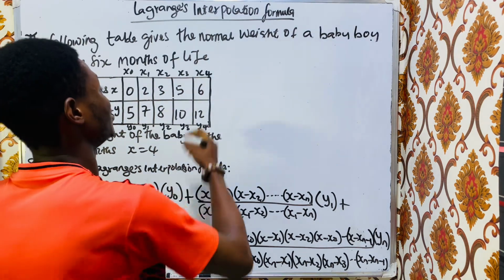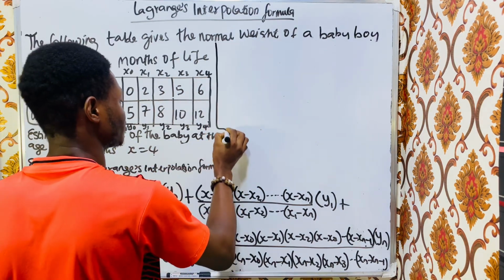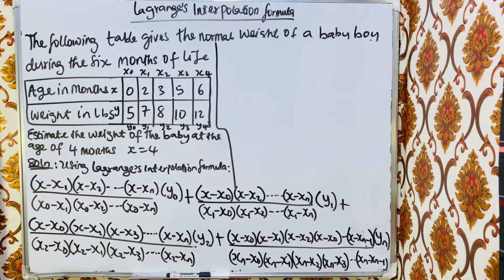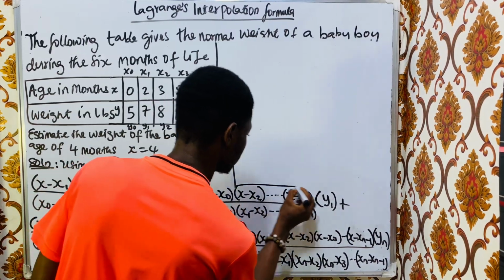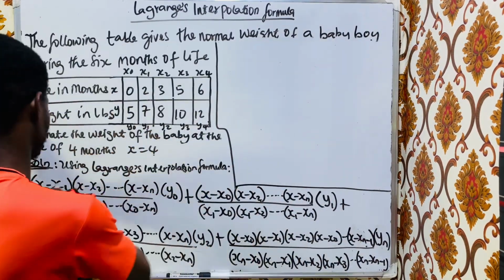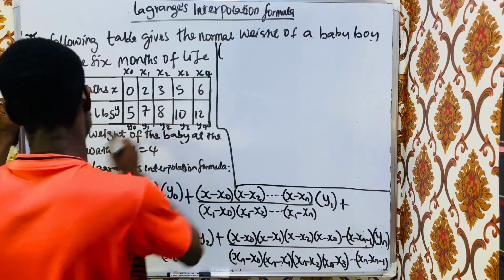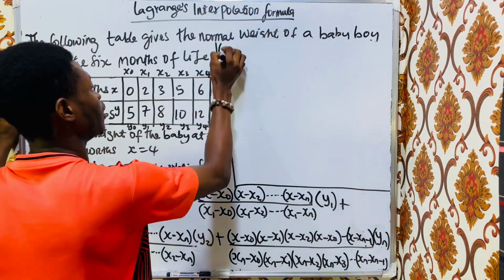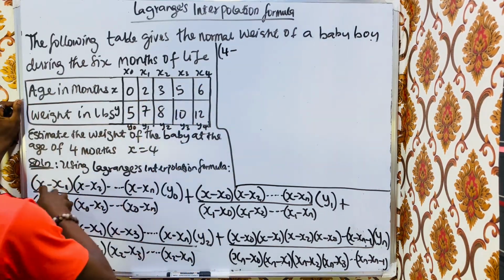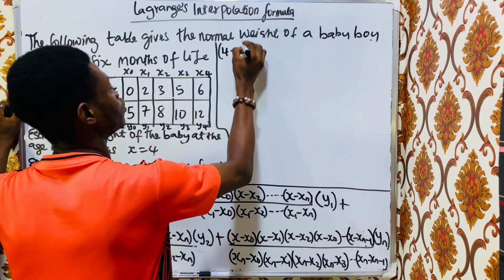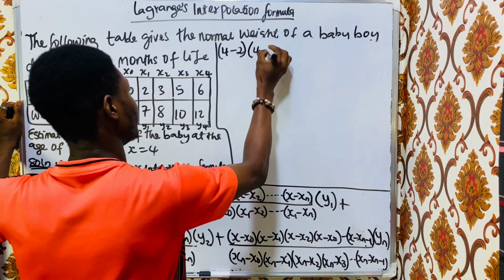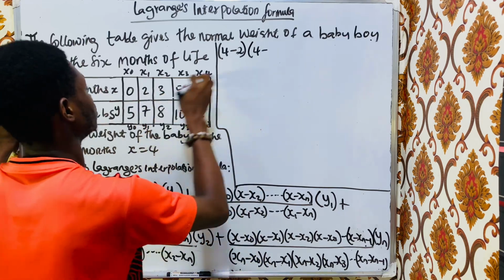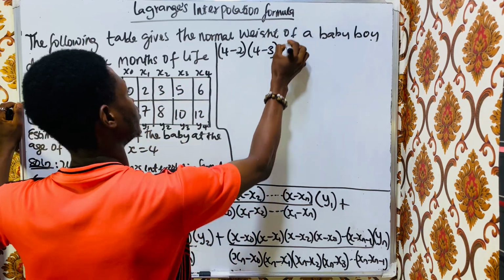So let's continue. I hope you can see the down. Good. So starting from the first one, you know that our x is 4. So we have 4 minus x1, which is 2. So 4 minus 2. Then into 4 minus x2, which is 3. Like this. So we are going to do it again.